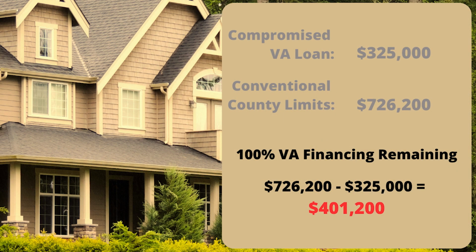First thing you're going to do is figure out how much of a home loan you can purchase. So we're going to take the county limit, $726,200, and subtract your original loan of $325,000. With that, we will get $401,200. Now, what is this $401,200? This is how much of a VA home loan you can go out and purchase with 100% financing from the VA, meaning no down payment for you.